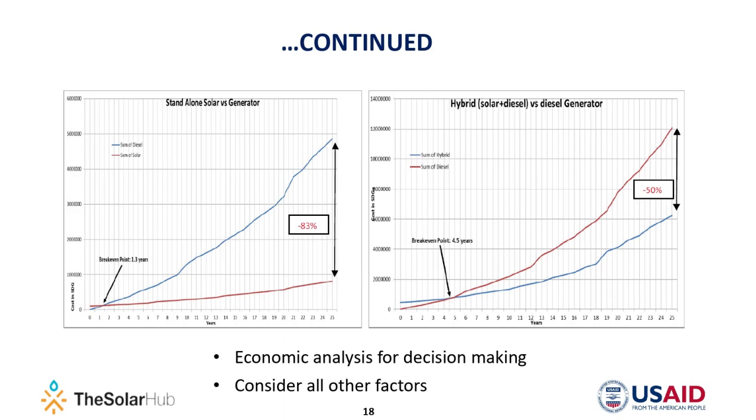Economic analysis can also be used for decision making, prioritizing systems and targeting those with greater economic benefit, as you will see on this graph. Standalone will give you a greater cost saving than a hybrid system. And even though we know this, all other factors beyond the economic benefit should always be looked at, not just the economics.